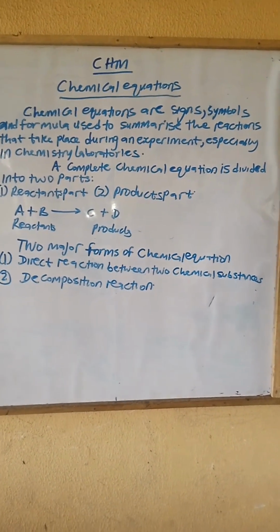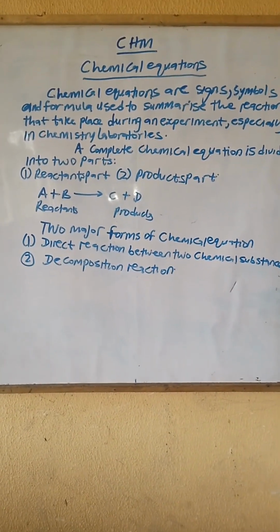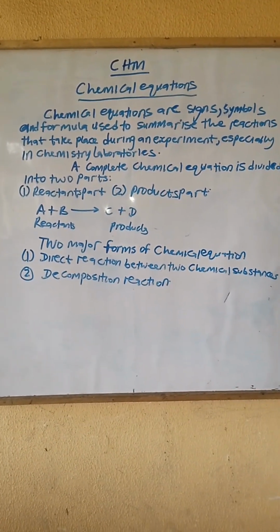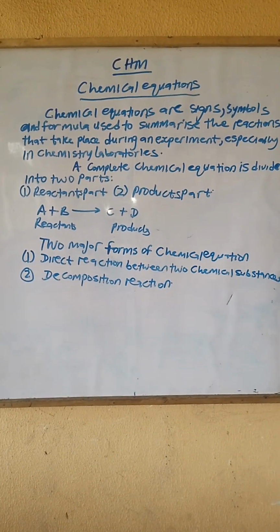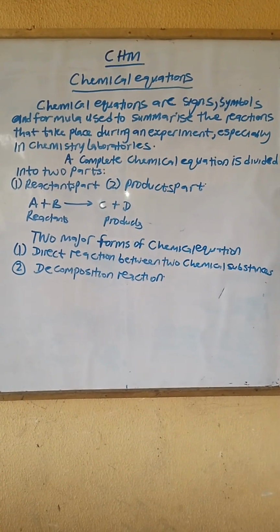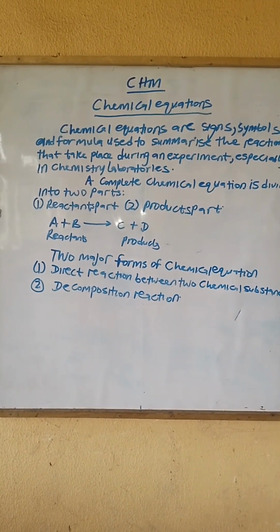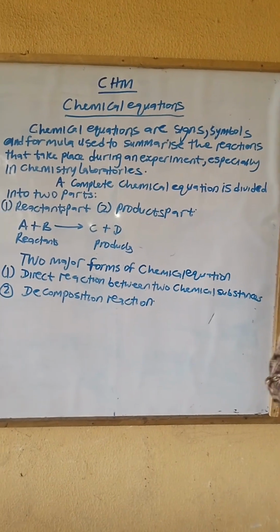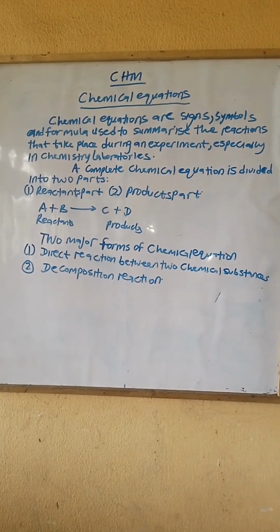So we also have two major forms. We have different types of chemical equation, but two major forms that we normally have, especially at the elementary stage, for those who are beginners learning chemistry afresh. We have equations which come as direct reaction between two chemical substances, and we have what we call decomposition reaction. The direct reaction is one in which two elements, or an element and a compound, or two compounds come together to form a reaction.